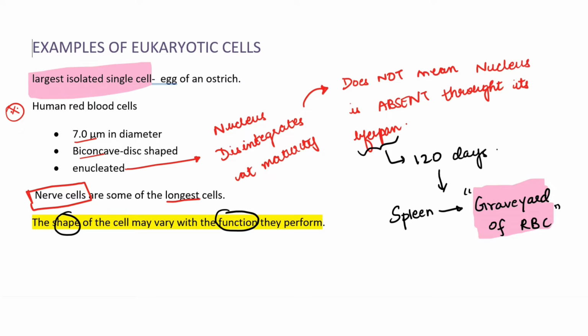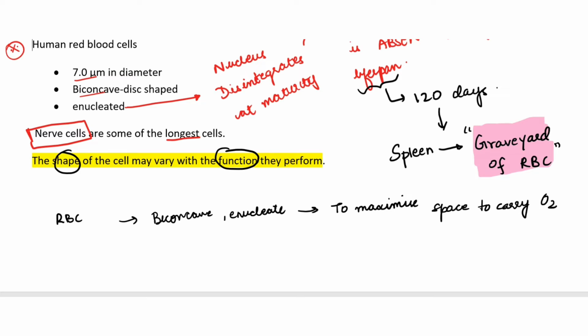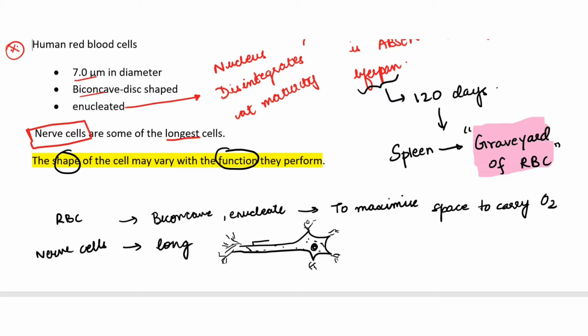So the shape also matters here. How? Let's take an example, say RBC. I said it is biconcave and enucleate. Why? Because to maximize the space available to carry oxygen. That's why it's enucleated, so that there's more space available. Next, I talked about nerve cells, which I said it's long. This is how a nerve cell looks. So this is the cyton. Now I have the dendrites, nodes of Ranvier, and all this. Okay. Now it is long so that impulse transmission occurs faster.